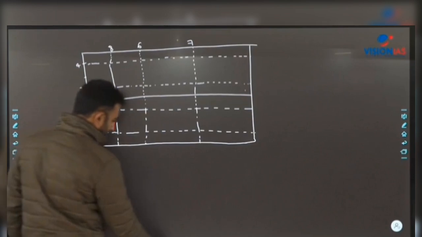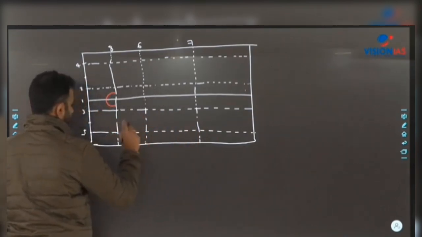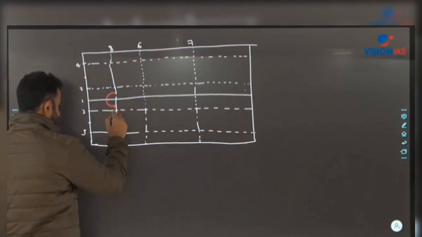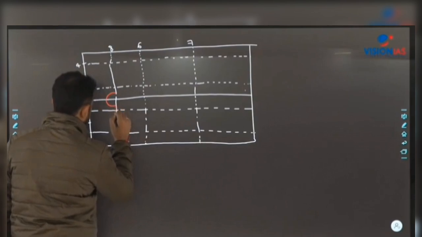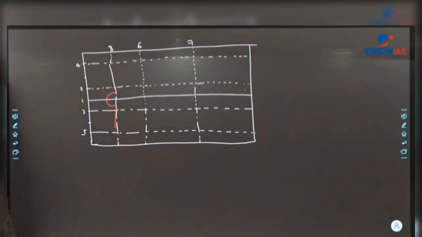Okay, but it will not completely join this line, because this is Antarctic Circle. Remember, no landmass touches Antarctic Circle. Even the southern tip of South America ends somewhere here before the Antarctic Circle.